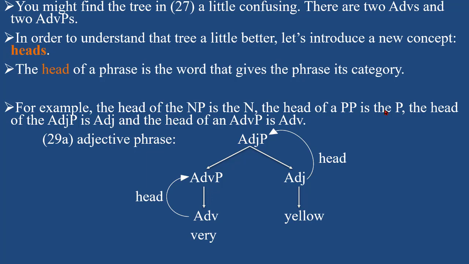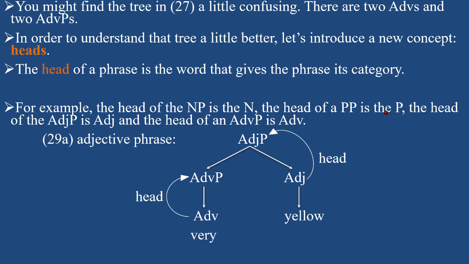29a, an adjective phrase, very yellow, for example. So we have the category adjective phrase. It consists of a head, which is the adjective yellow, and another phrase. This phrase consists of its head, which is very. So very is not the head of the big adjective phrase at the top, but just the head of the adverb phrase. But yellow is the head of the whole constituent, the whole adjectival phrase.